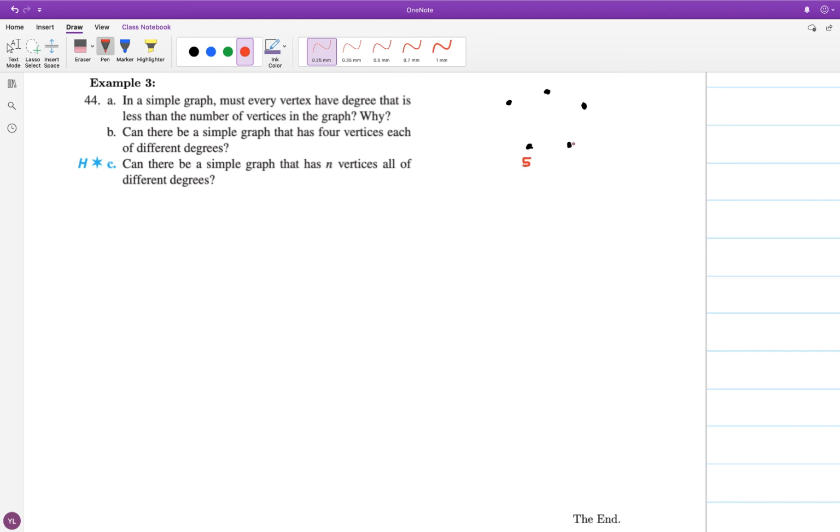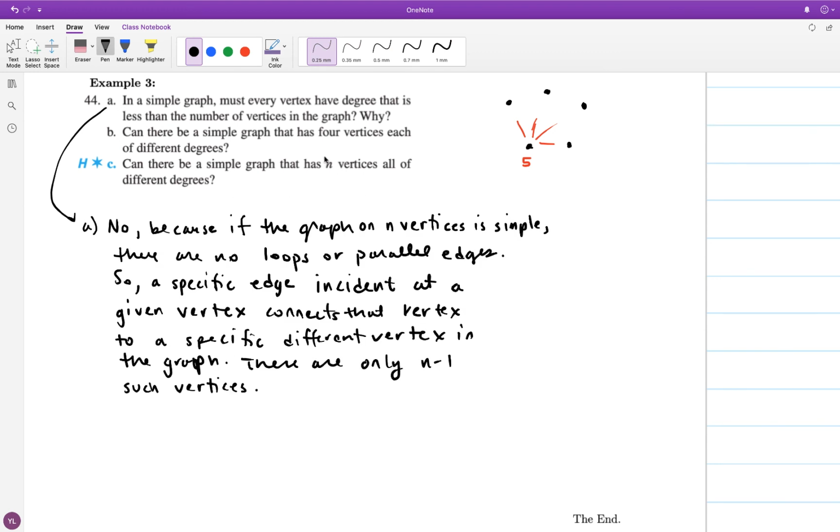Well, no. We've actually thought about this concept in a previous example. The maximum number of edges that could be attached to any vertex is the number of other vertices in the graph. And if there are, let's say, n vertices in the graph, there are only n minus 1 others. So that's how I'm going to explain it. Okay, so there's my explanation of why in a simple graph, every vertex must have degree strictly less than the number of vertices in the graph.